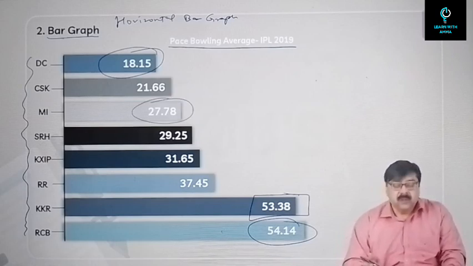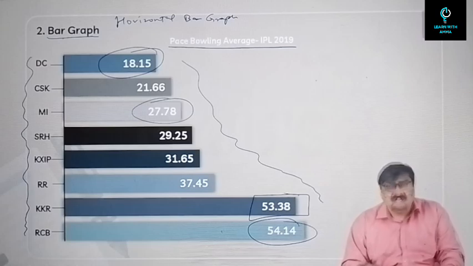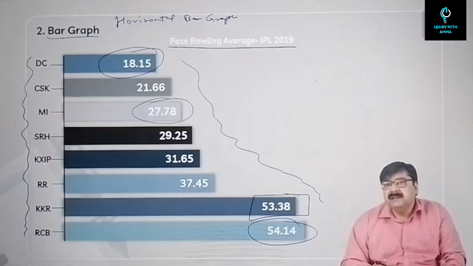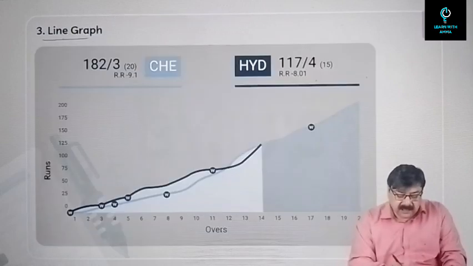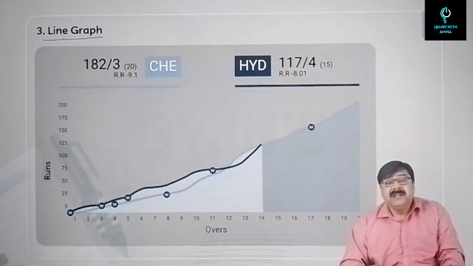By what percent is KKR's pace bowling average more than that of Mumbai Indians? And so on. So once the data is given to you, there is a typical set of questions that I would discuss with you, which have been asked repeatedly. So you just have to refer to this data and answer those questions. Line graph. The line which is given here basically tells about the progress of a particular team when they're batting.